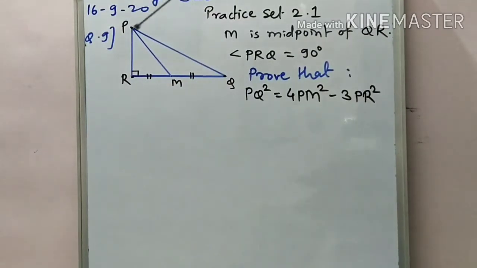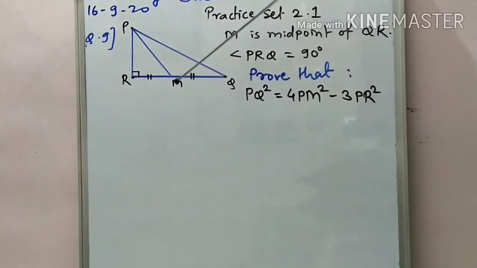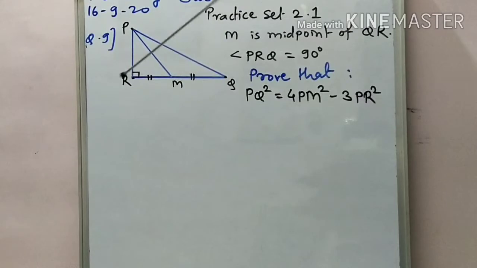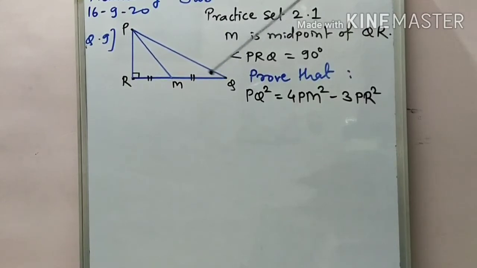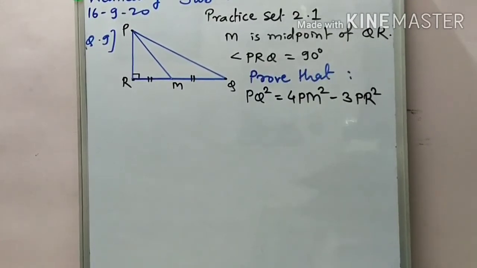Okay, ninth example. It is given that M is the midpoint of QR. This point M is the midpoint of QR, which means it divides QR into two equal parts, so RM equals MQ. And angle PRQ is equal to 90 degrees, which means the bigger triangle PRQ is a right angle triangle, and here the smaller triangle PRM is also a right angle triangle. Then prove that PQ square is equal to 4PM square minus 3PR square.